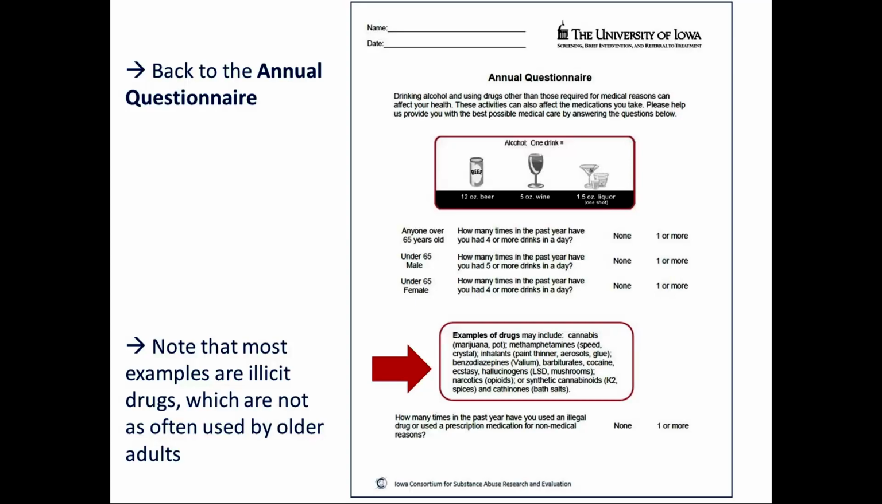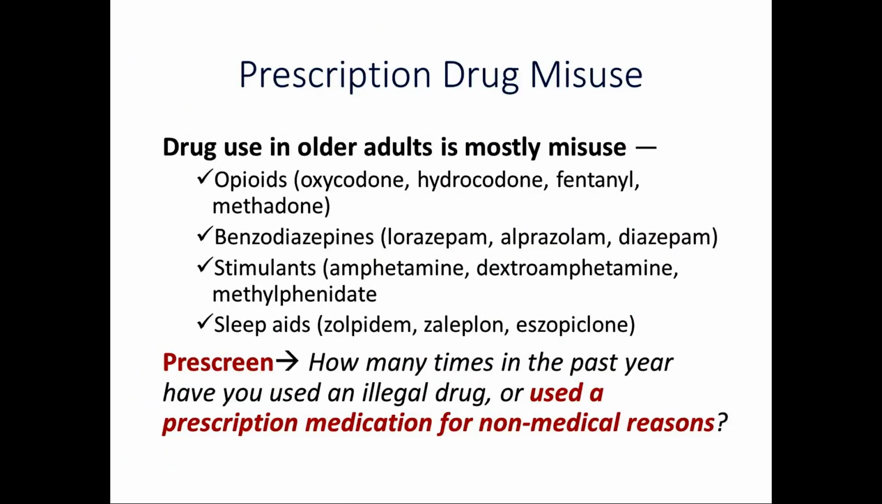The second question on the annual questionnaire or pre-screen is related to drugs. Any response other than none signals that we use the DAST. A really important consideration with older adults is that misuse of prescribed medications is a lot more common than use of illicit drugs. We also need to remember that the point is using a medication for non-medical reasons, like taking pain pills to relax or reduce stress. Taking more pain medicine than prescribed to reduce pain may be a concern, but that isn't the issue we're trying to identify and treat in SBIRT.